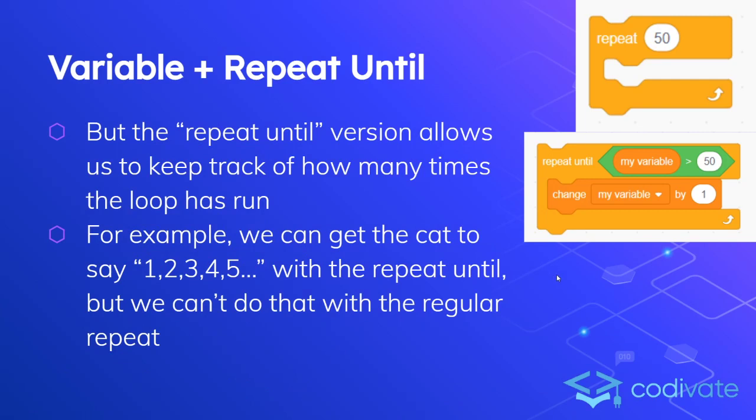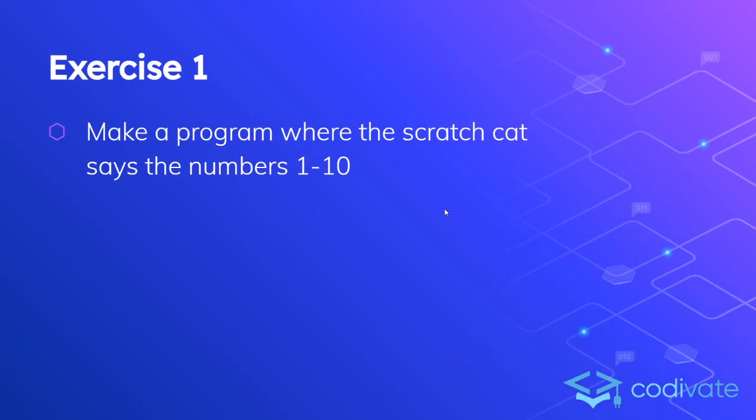When you use a variable plus a repeat until with this format, you change the variable by 1, and you have repeat until my variable is greater than some number. And the variable, let's say, starts at 0. This is how you make a repeat loop that keeps track of the number it's on. With this, we can make programs where the Scratch cat just says the numbers 1 through 10. So try to figure out how to do that, and I'm going to show you the answer now.